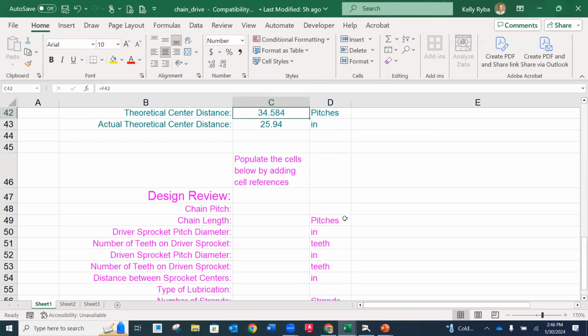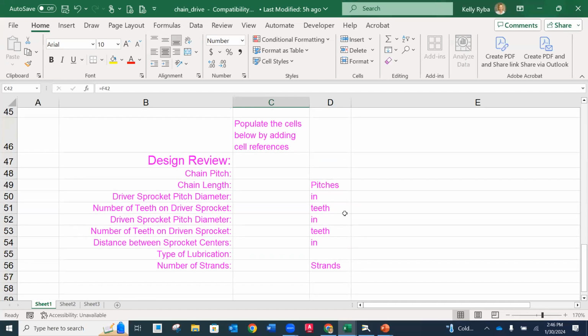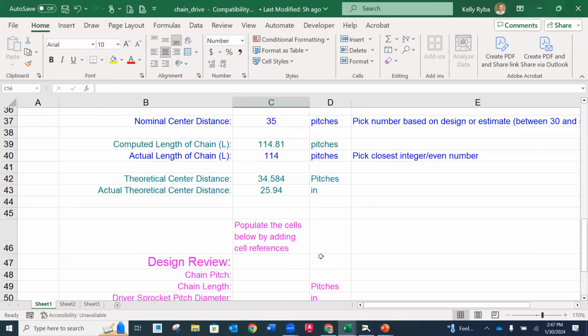Okay. So now at the bottom, design review, so that we can specify everything that we did here. Number one, we're going to have to put our chain pitch. So you're going to have to populate this with the equal and then find the chain pitch on the top. The chain length in pitches, and then the driver sprocket pitch diameter in inches, the number of teeth, the pitch diameter of the driven, number of teeth on that one, and then the center distance, the distance between centers of the sprocket in inches, and then lastly, the type of lubrication and the number of strands. In this case, we'll only have one because we were able to accomplish it with the horsepower.